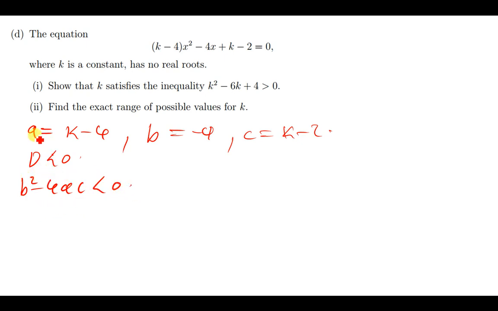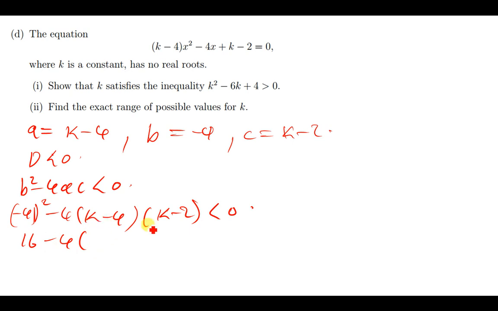So we can replace the values of a, b, and c in this expression. The value of b is negative 4, so we're going to say negative 4 squared minus 4. Our value of a is k minus 4, and our value of c is k minus 2. Then we're saying this is less than 0. Negative 4 squared is 16, and then we have negative 4 outside. We multiply these two, and we're going to get k squared, negative 2k, and then negative 4k, and then we have positive 8. So we are saying this is less than 0.